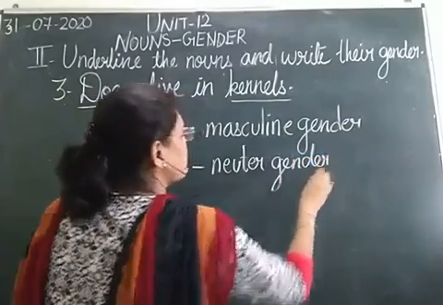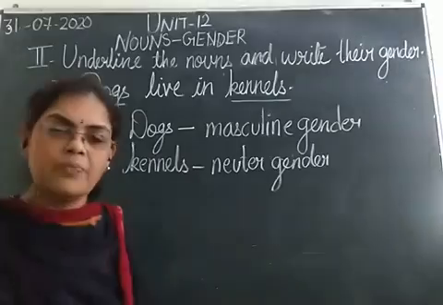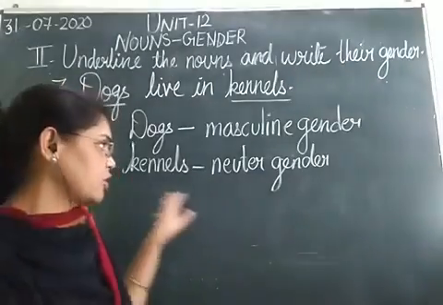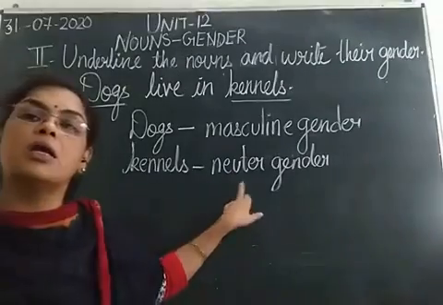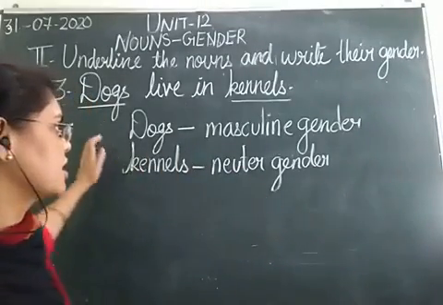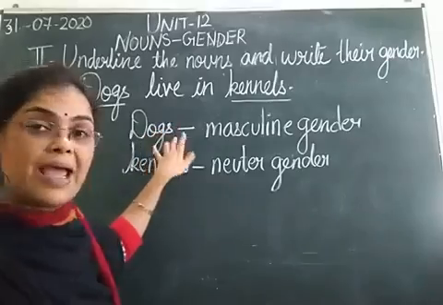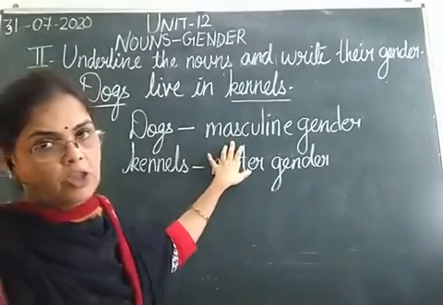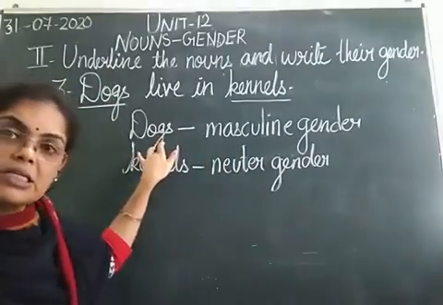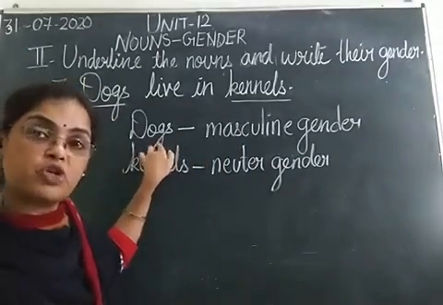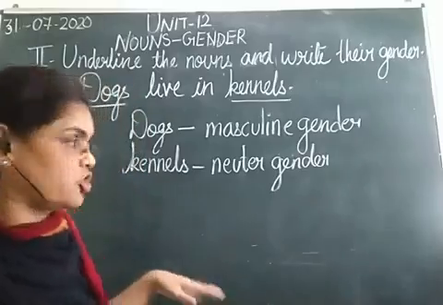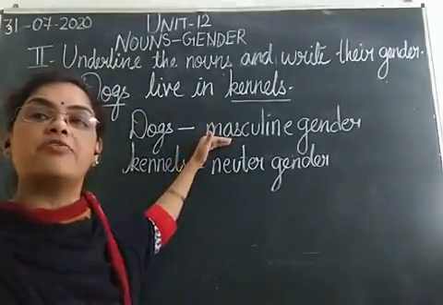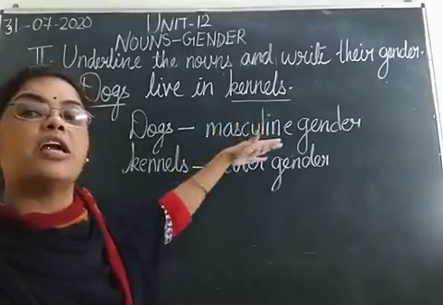Kennel एक non-living thing, एक house है ना? It is neither male nor female. तो किसमें आएगा बेटा? Neuter gender. Dogs, they denote the male, so they are of masculine gender. And the opposite gender of dog is, बेटा इसका feminine gender is bitch, B-I-T-C-H, bitch. So dogs denotes the male, so they are of the masculine gender.